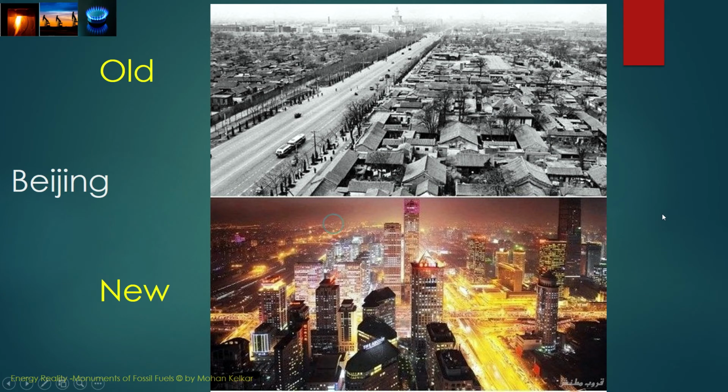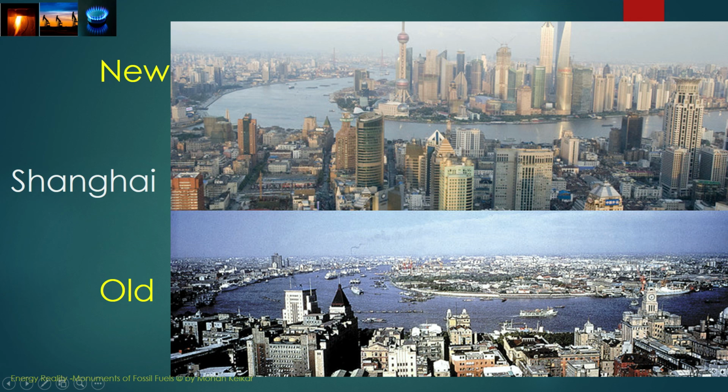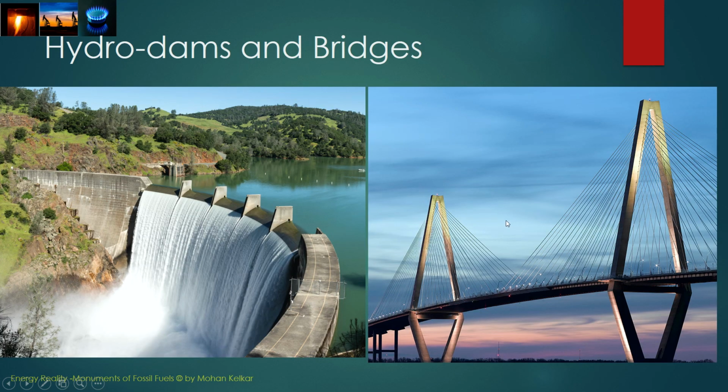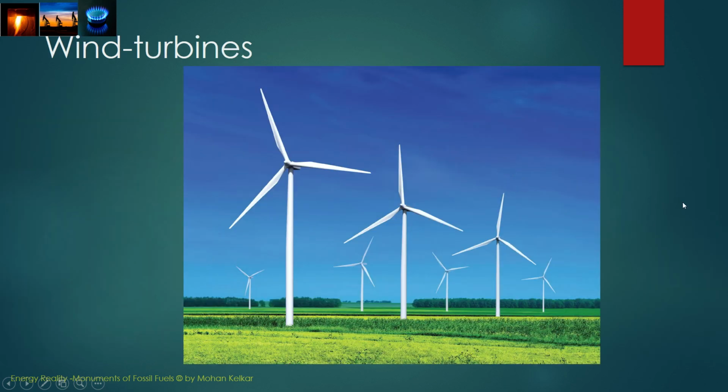If you look at the old versus new Beijing, we see the evidence of these modern monuments in terms of big buildings and the infrastructure. The same is true for Shanghai when you look at old versus new picture. The same is true with old versus new picture of Mumbai. And also big hydro dams and bridges which are built over time, as well as wind turbines. These are the modern monuments.